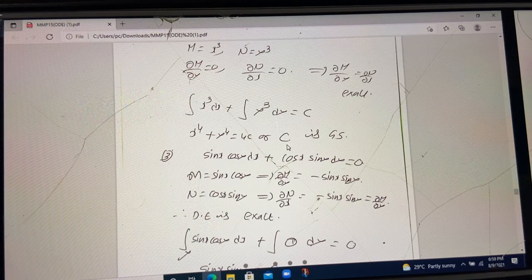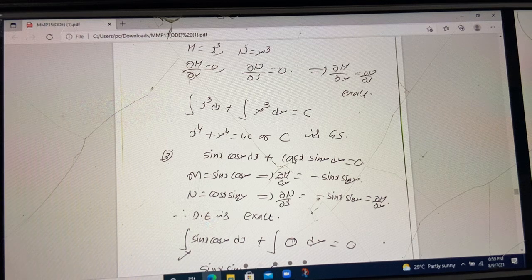This is the same one, so don't think otherwise. What is on the right side? 4c. 4 into a constant is again another constant. If this is there among the options, you can stop. But if on the right side, instead of 4c, some c is given, that is also correct, because 4 into a constant is again a constant.